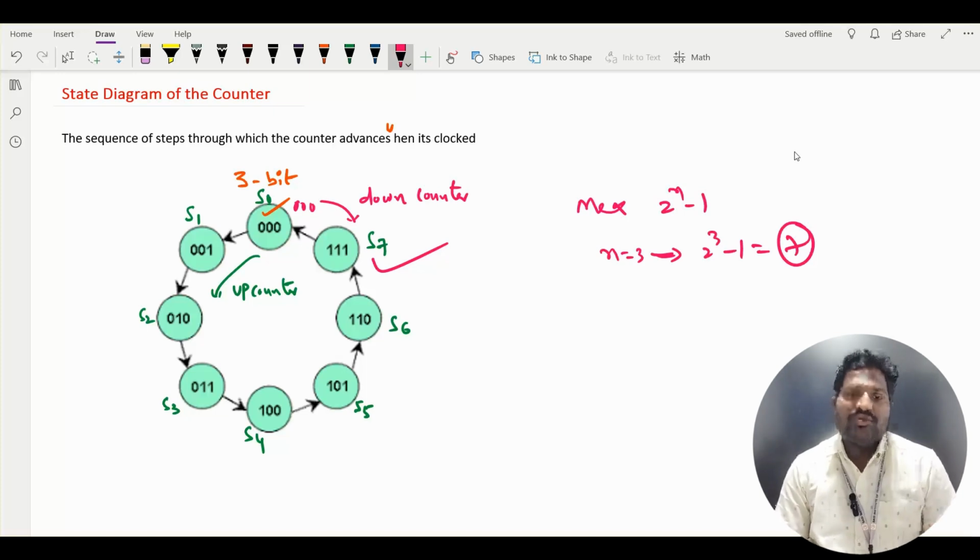This state diagram is very, very important while you are discussing synchronous counters. So in the next class, we will start discussing the synchronous counter.